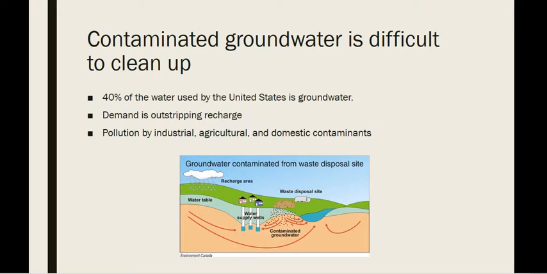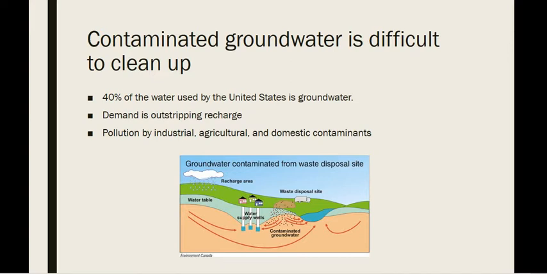Demand is outpacing recharge. So we are pulling out, and this is a made up number, but just to show you the scale we're at: if we pull out 100 gallons of water a day, we're putting in maybe 1. So the amount we're pulling out is far, far, far greater than the amount we're putting in. We're polluting it constantly through industrial, agricultural, and domestic contaminants.